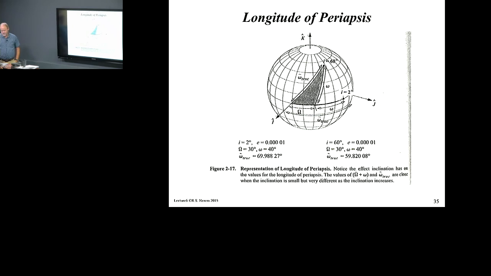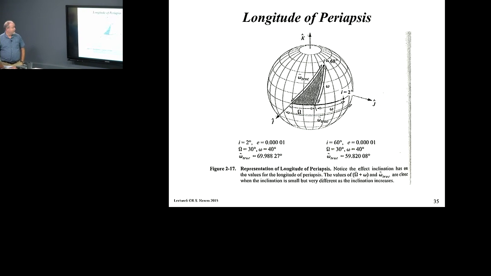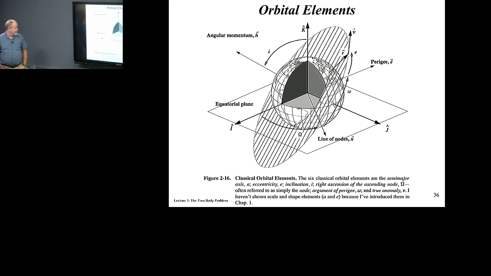So this was just defining what that longitude of periapsis was. Going to skip that and go back to our orbit elements. So here's where I want to start talking about the principal axis rotations and how we use them.